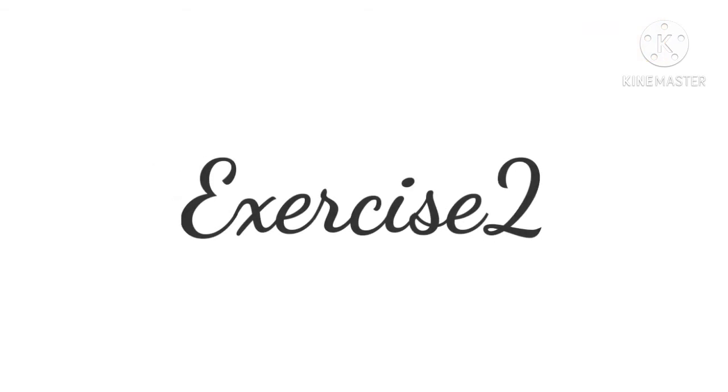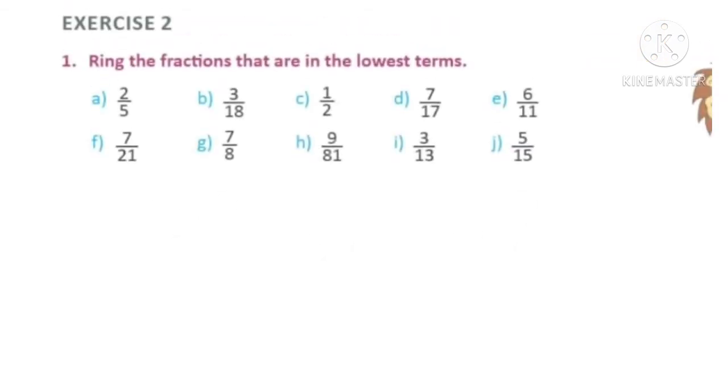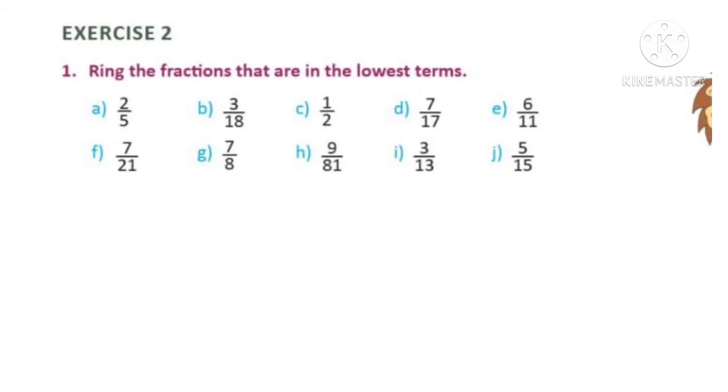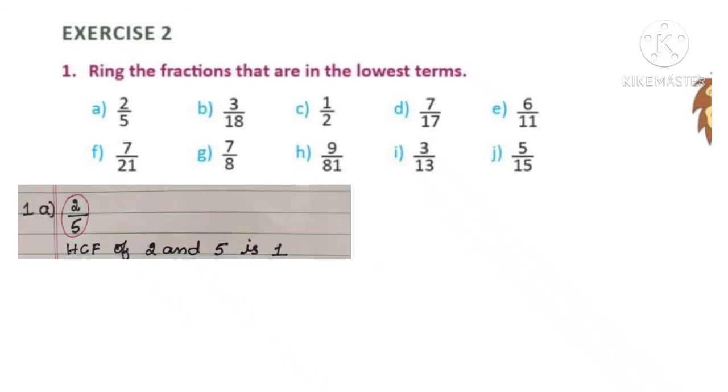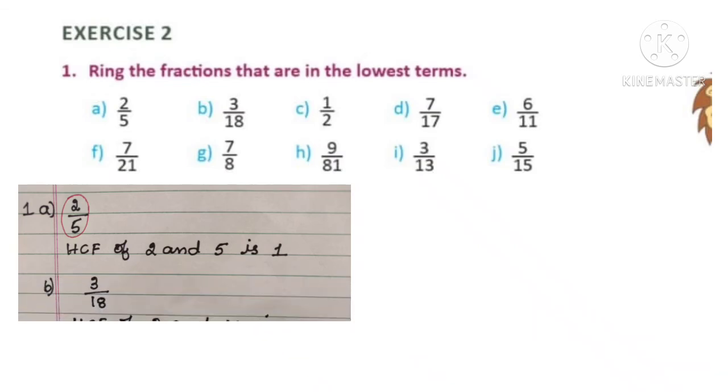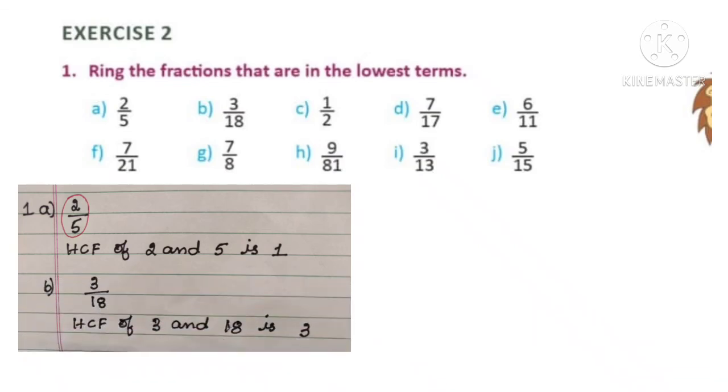Now we will start exercise 2. First sum, ring the fractions that are in the lowest terms. A, the first one, 2 by 5. Here you can observe that HCF of 2 and 5 is 1. Therefore, 2 by 5 is in the lowest term.